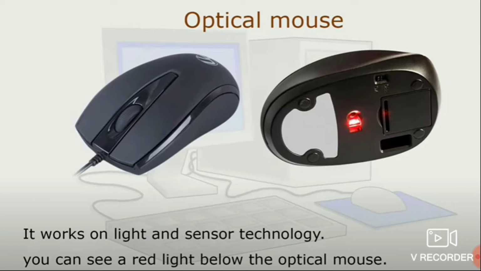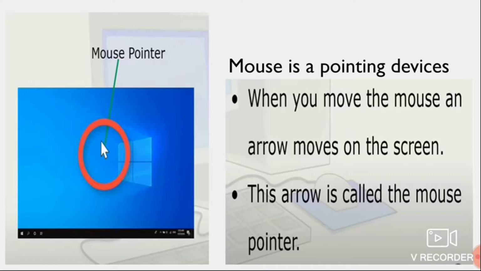Optical mouse. It works on light and sensor technology. You can see a red light below the optical mouse. It receives the signal with the sensor. Mouse pointer. Mouse is a pointing device. When you move the mouse, an arrow moves on the screen. This arrow is called the mouse pointer.